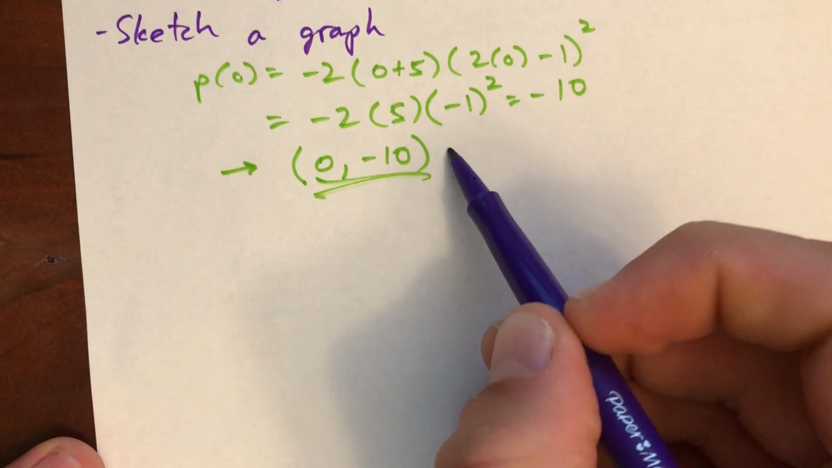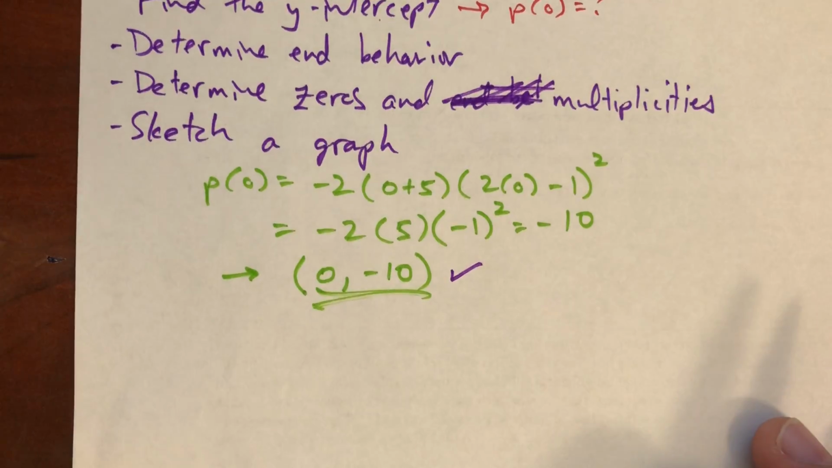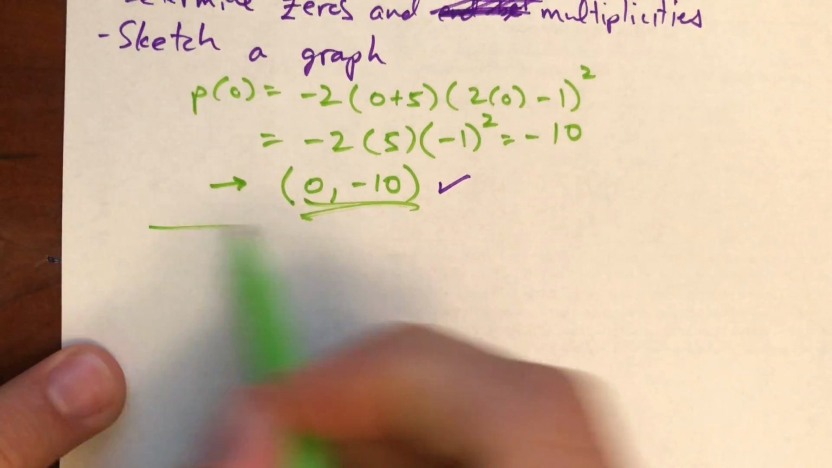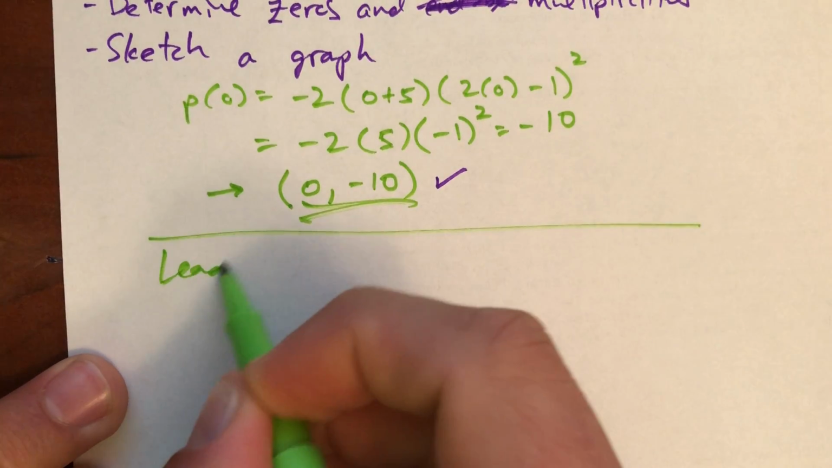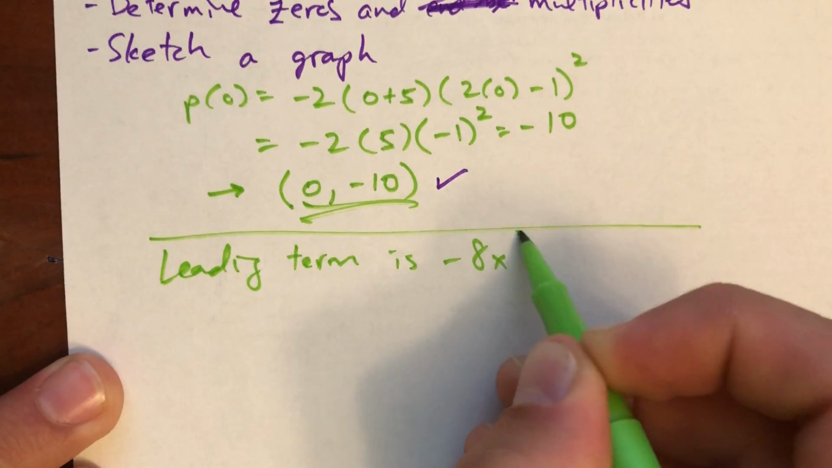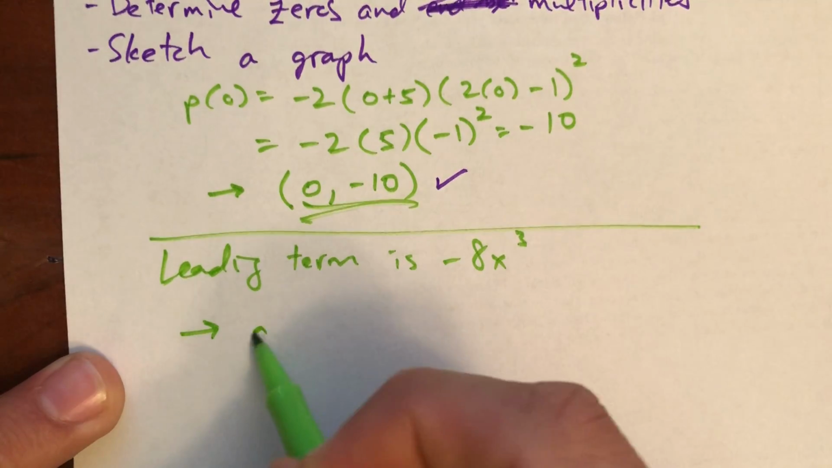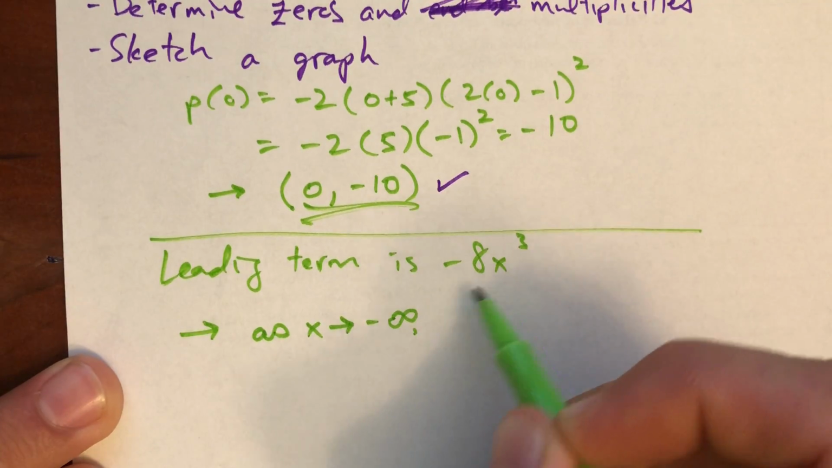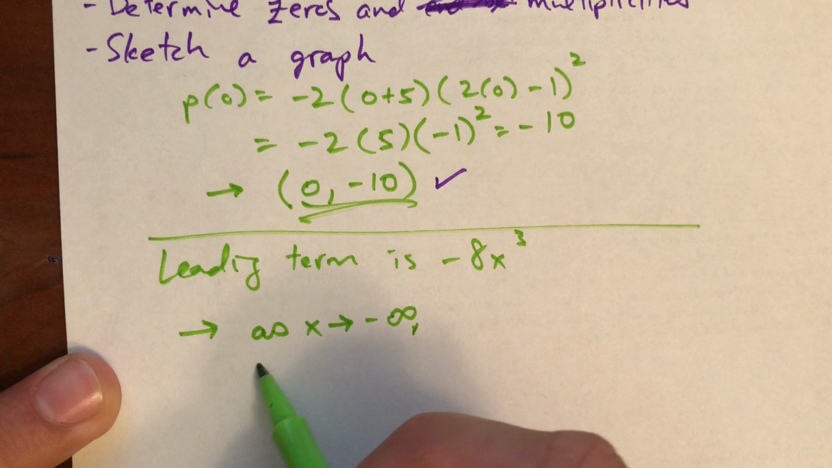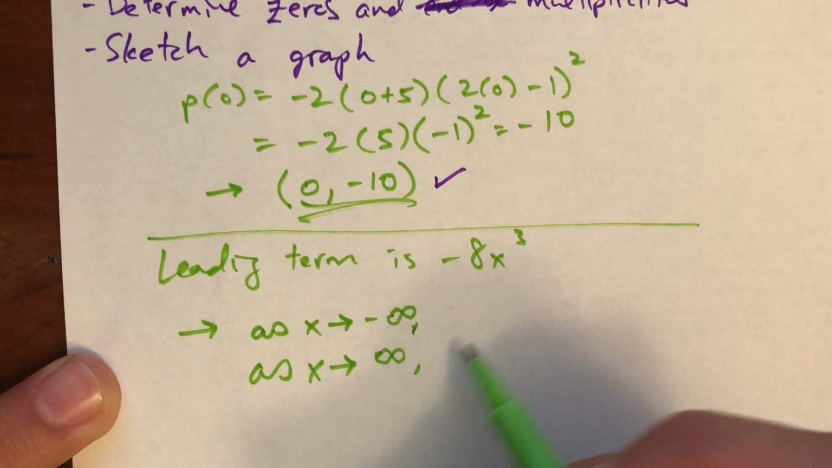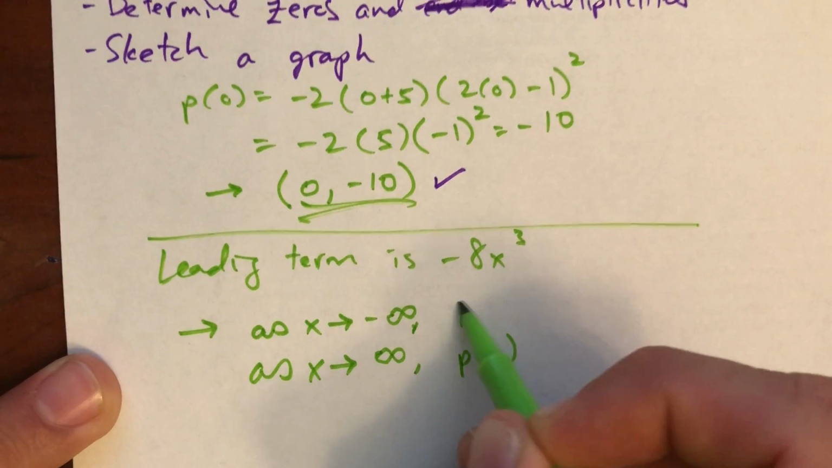Okay, so we found the y-intercept, that's wonderful. Now we're determining end behavior. So we can maybe just write this up in a neat little package here. So the leading term is negative 8x cubed. So that tells us that as x goes toward negative infinity, our function value is going to do something. As x goes toward positive infinity, that means our polynomial is going to do something else.